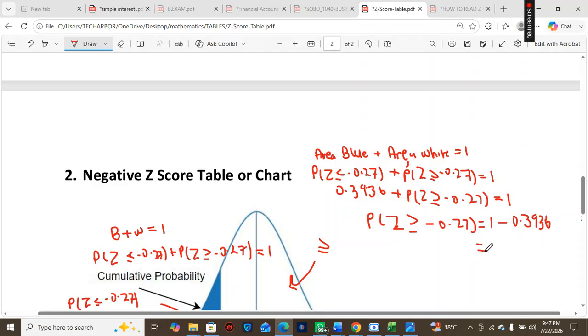So we get our calculators. 1 minus 0.3936, we get 0.6064. The probability is 60.64%. That is the probability that Z is greater than negative 0.27. Yes. Any questions, colleagues?